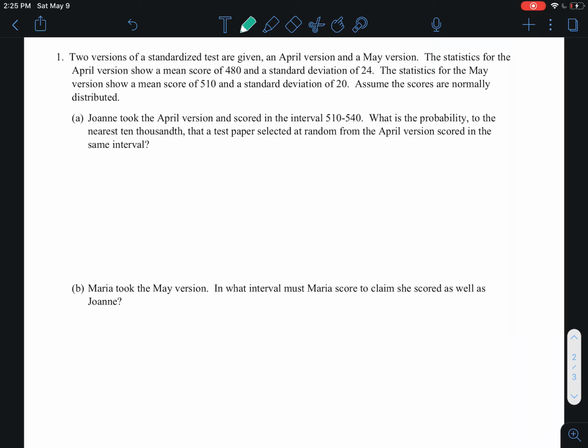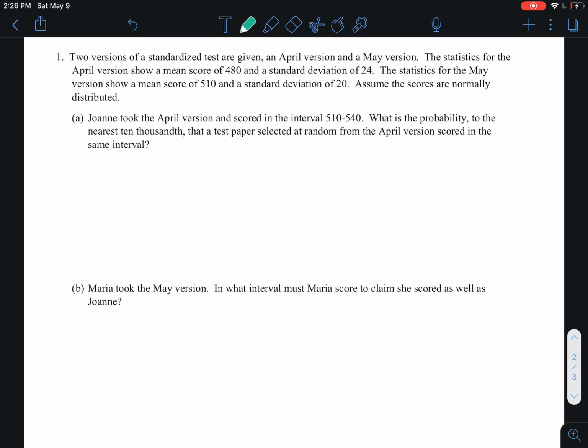Okay, so let's take a look at this question. We are told here that we have 2 versions of a standardized test given, an April and a May version. The statistics for the April version give us a mean of 480 and a standard deviation of 24. The statistics for the May version give us a mean of 510 and a standard deviation of 20. Okay, so they want us to assume the scores are normally distributed. For part A, Joanne is taking the April version and she scored in the interval of 510 to 540. Okay, what is the probability to the nearest 10,000th that a test paper selected at random from an April version scored in that same interval?